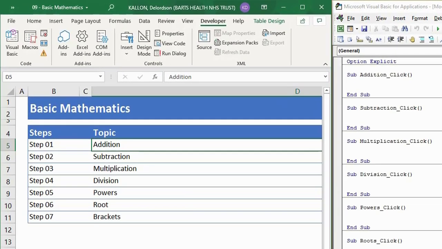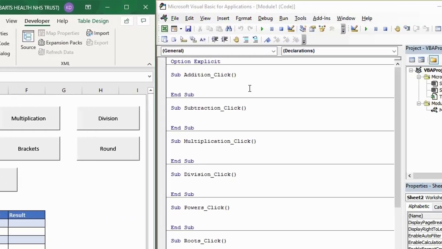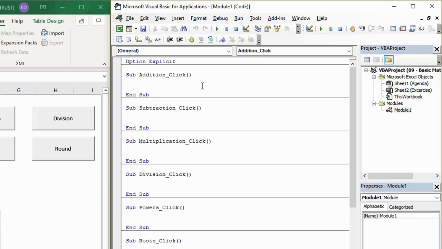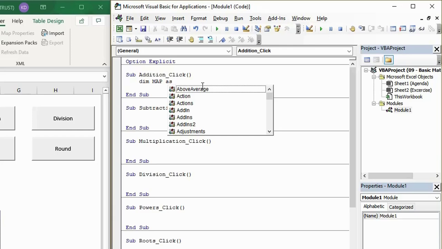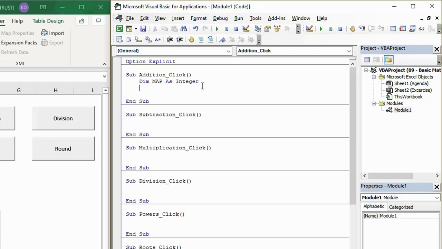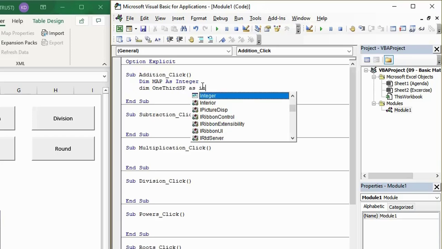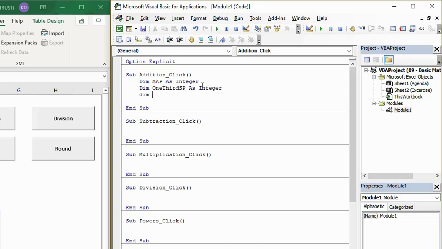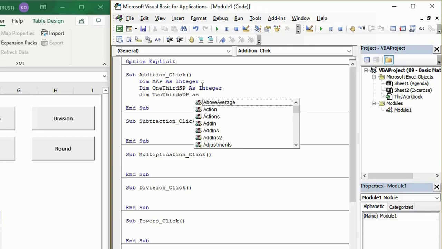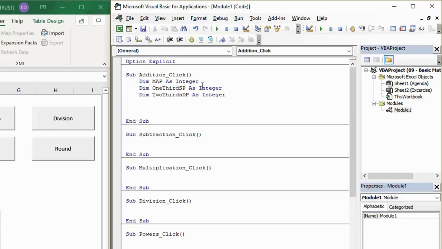Let's start with addition. To demonstrate addition, we are going to calculate mean arterial pressure. Let's declare a variable to hold that. Now to calculate mean arterial pressure, we need 1/3 systolic pressure. Let's declare a variable to hold that. And we need 2/3 diastolic pressure. Let's declare a variable to hold that.